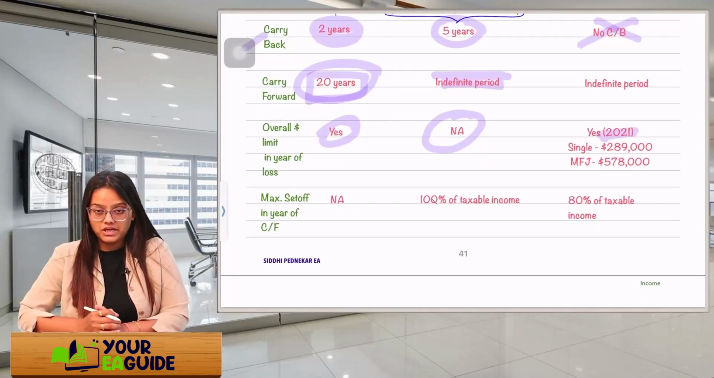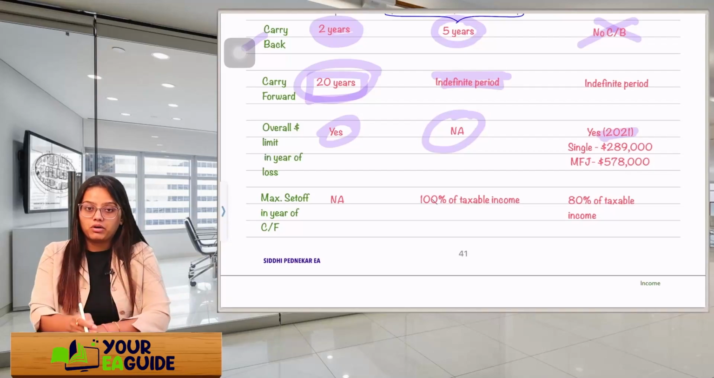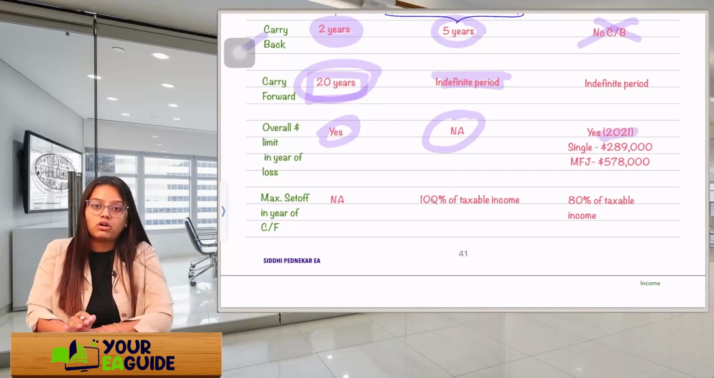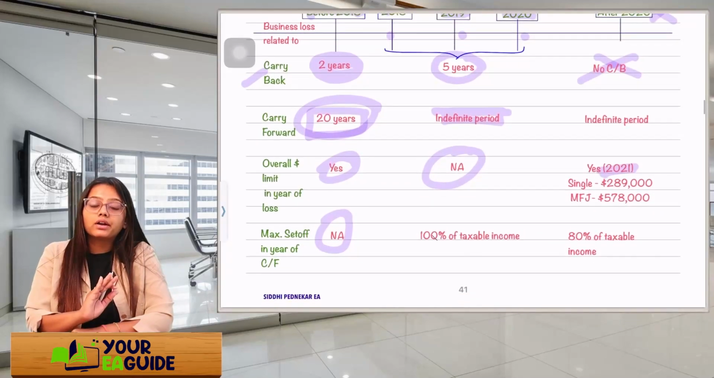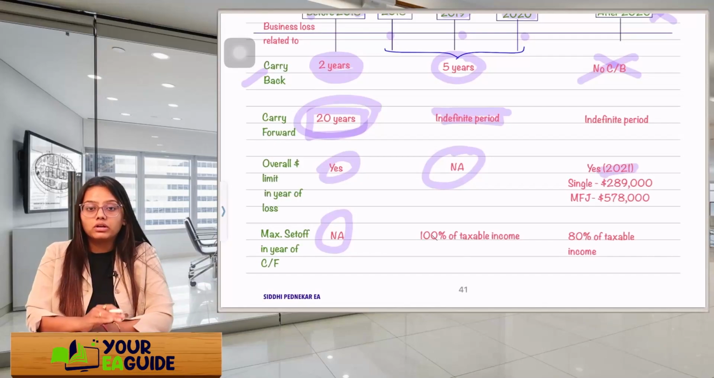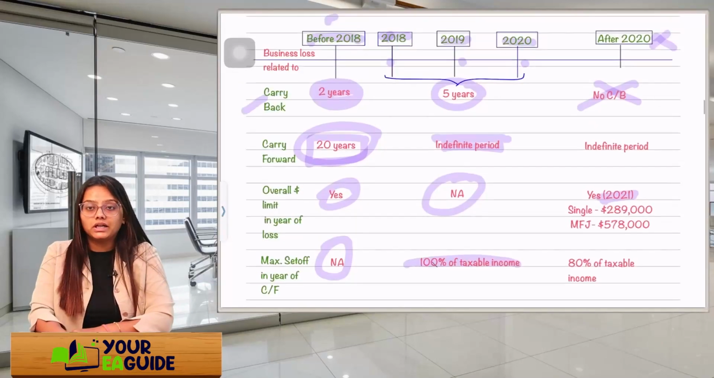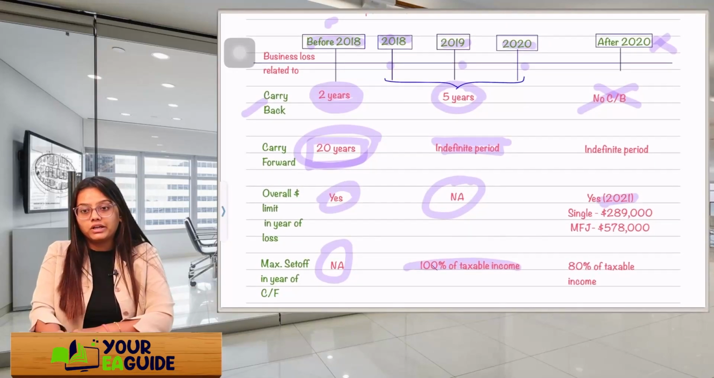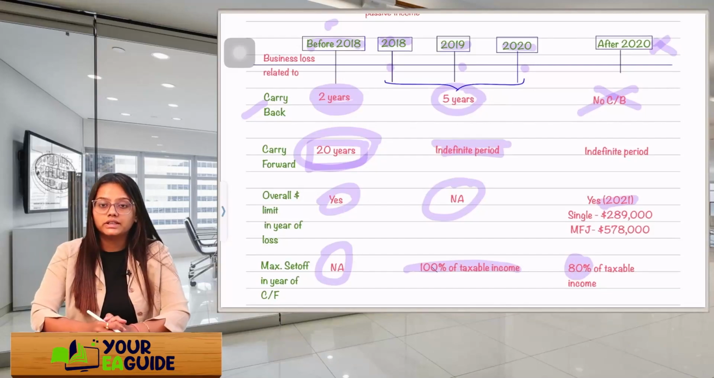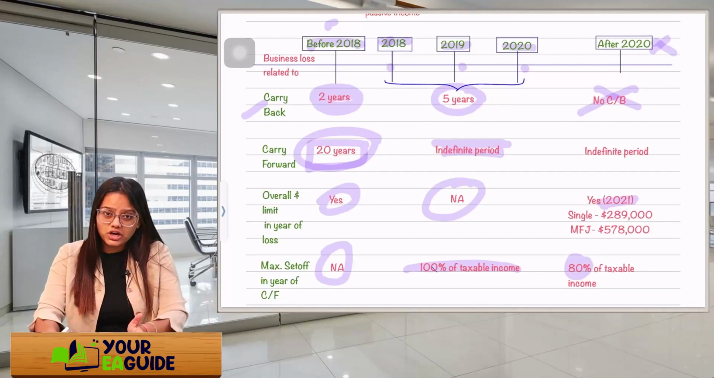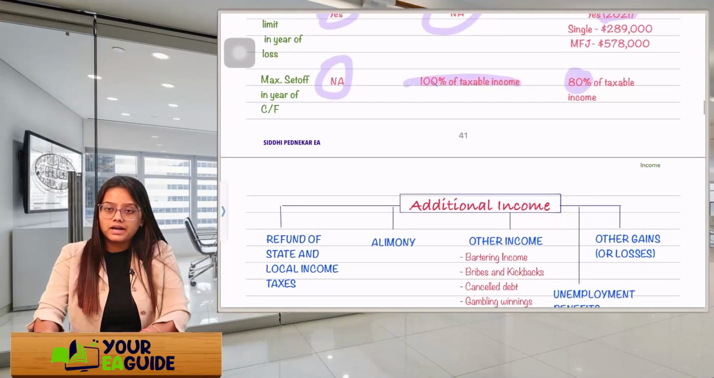Next is maximum set off. Now you are carrying the amount forward to the next years. How much can you set off? Here it is not applicable; the whole 100%, there is no limit. Here you can set off 100% of the taxable income. But after 2020, only 80% of the taxable income is allowed to be set off. So don't get confused. Please go through this chart properly and understand it.